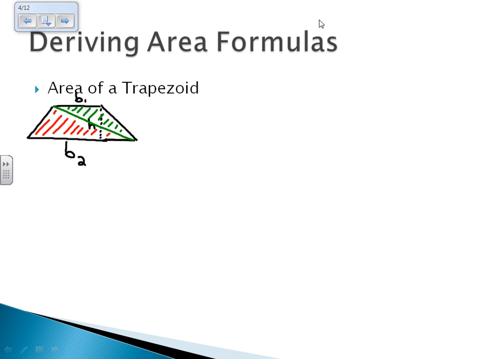Everybody okay with that? Does everyone agree that the area of the trapezoid is equal to the area of the red triangle plus the area of the green triangle? Are we okay with that? So from here, we just need to do some algebra.